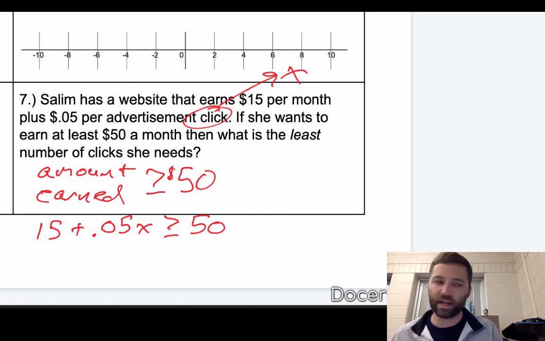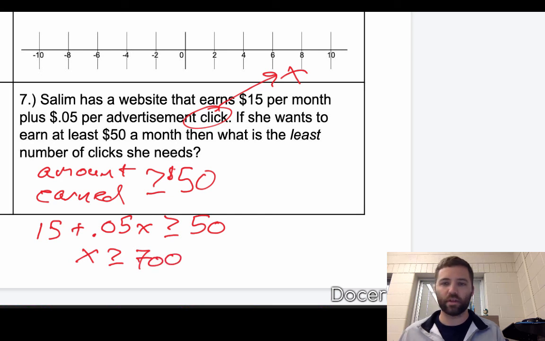And if you solve that inequality, what you'll get is that she needs at least 700 clicks. So you get x greater than or equal to 700. And so Salem needs at least 700 clicks there to earn $50 a month. And that's it for section 2.2.